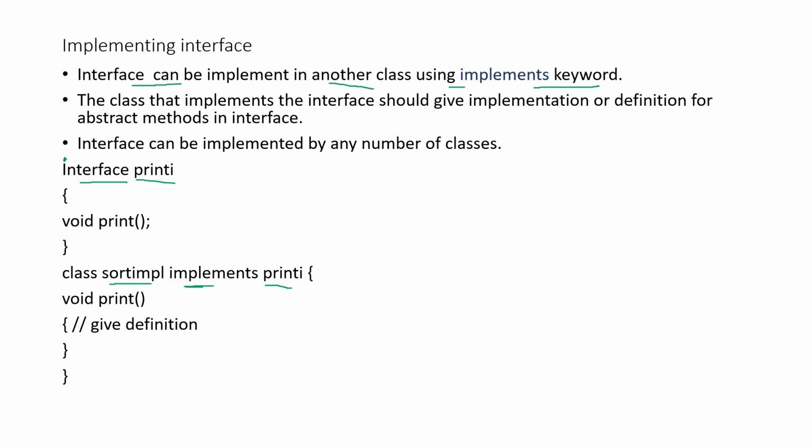The class that implements the interface should give implementations or definitions for the abstract method. Here the abstract method is print. SortImpl should give a definition for the abstract method, void print, with some code, otherwise it will show an error during compile time. An interface can be implemented by any number of classes.